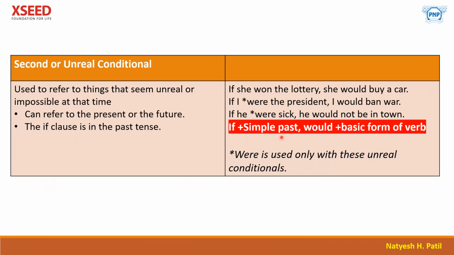First if plus simple past, which we have used in all the sentences. Here you can see in the first, in the second and third as well. Plus would plus basic form of a verb. You can see here, ban, buy, they have used the basic form of the verb. And do remember students, this pattern is used only with these unreal conditionals. Understood? Very good.